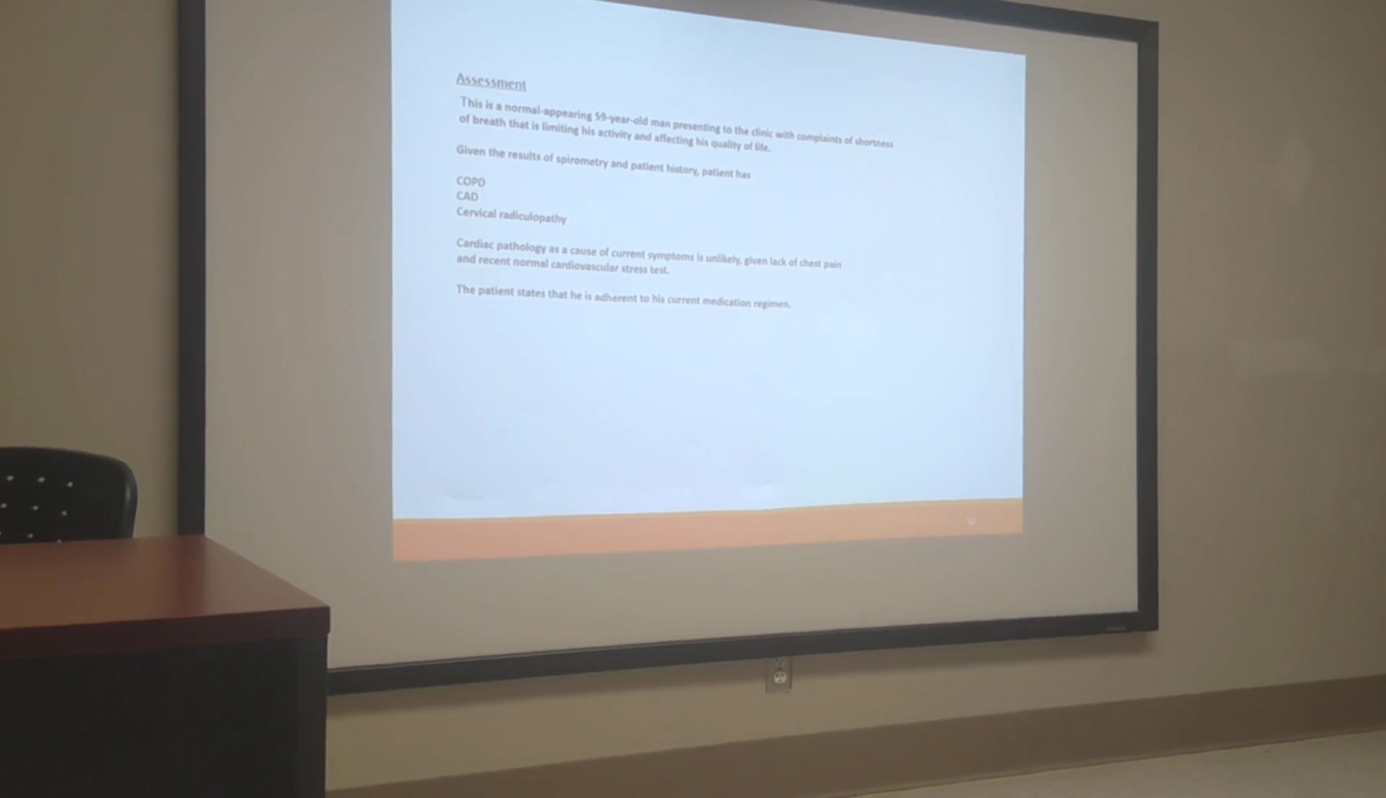Okay, so assessment: this is a normal appearing 59-year-old man presenting to the clinic with complaints of shortness of breath that is limiting his activity and affecting his quality of life. Given the results of the spirometry and patient history, patient has COPD, and we know the patient has CAD and cervical radiculopathy from the history. So based on what I just showed you, FEV1 over FVC tells you the patient has COPD. That's right.